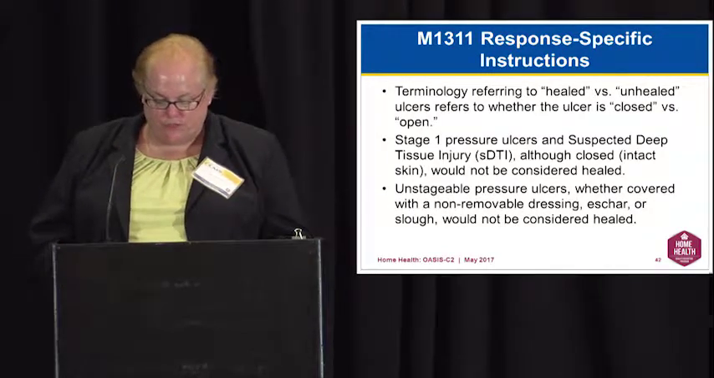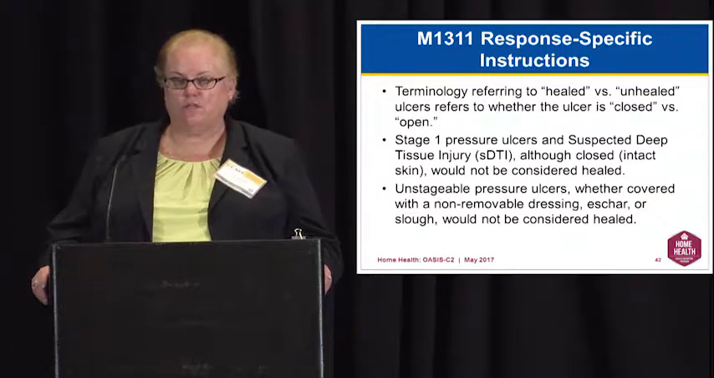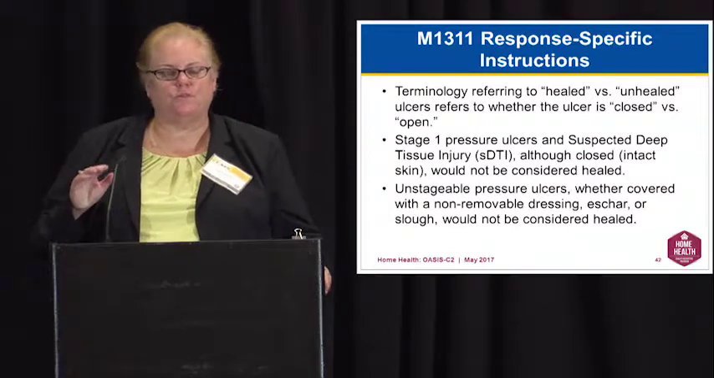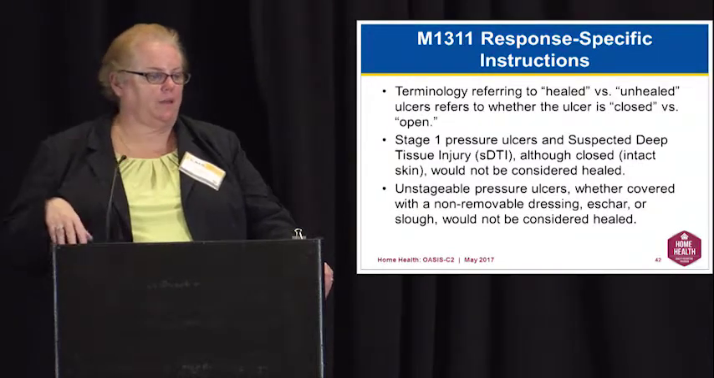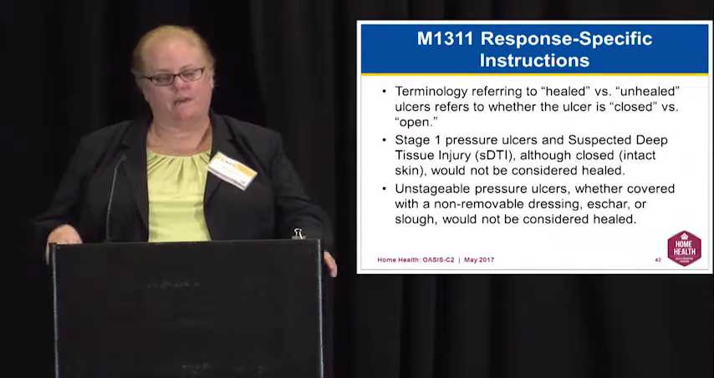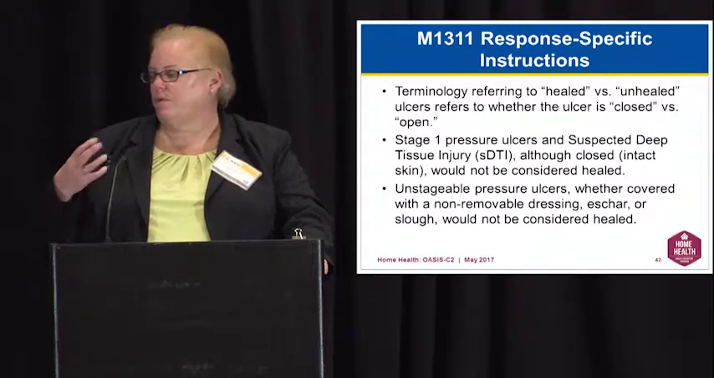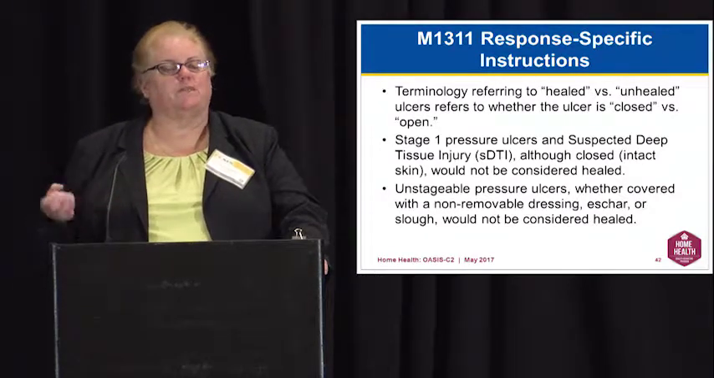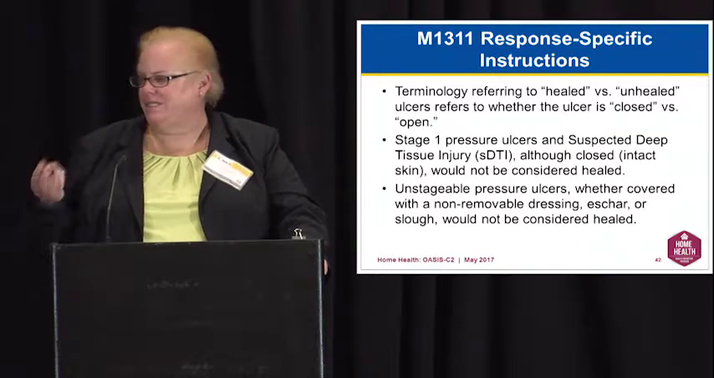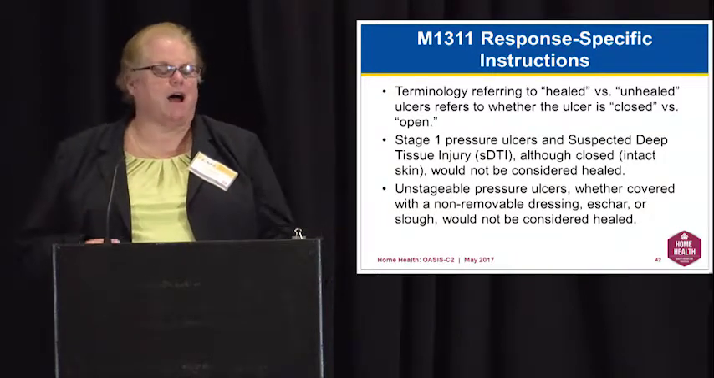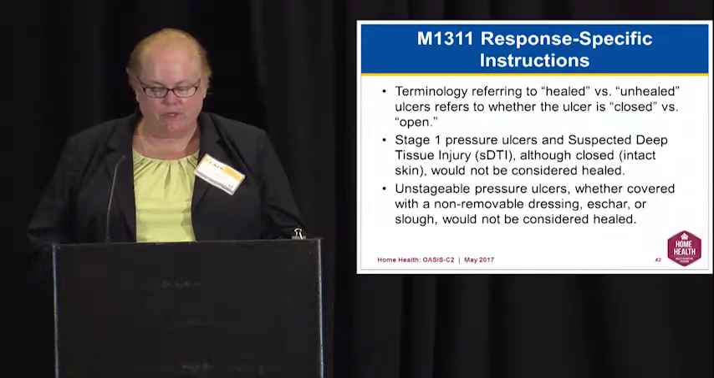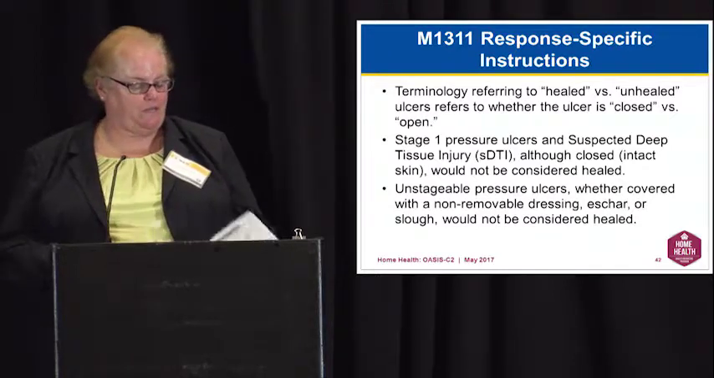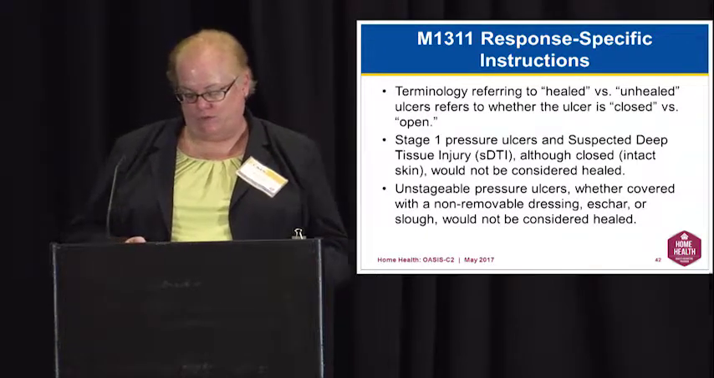A stage 1 pressure ulcer and suspected deep tissue injuries, although closed, meaning intact, would not be considered healed. A stage 1 pressure ulcer, if you remember correctly, is red, non-blanchable. And a suspected deep tissue injury is one where we're really not sure what's going on with it. We're going to go through all of these, but often it presents as a real maroon, deep color. If you think of the heels, that's a great place where you see it a lot. We wouldn't consider that healed just because it's closed. We don't know what it is, but we're suspecting that there's pressure involved, and we're calling it a suspected deep tissue injury.